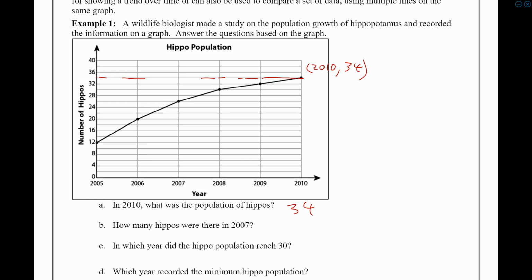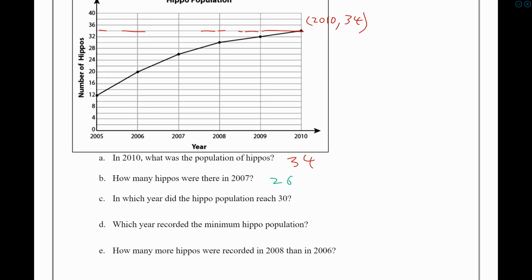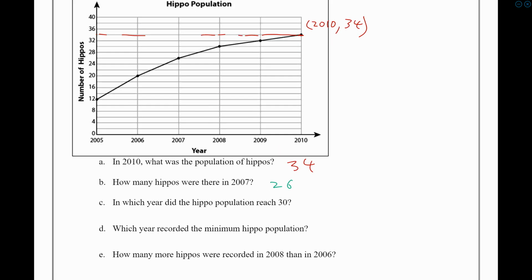Okay, how about 2007? How many hippos in 2007? Beautiful. Yeah, exactly. It's between 24 and 28. Easy, good. I got 26 for this. Okay, now what about if you're asked the other thing? Now it's being asked, what year did it reach 30? So instead of asking what the value is in a year, when is it 30? So we go from 30 and line across until we get to the point. Oh, yeah, right there. 2008.